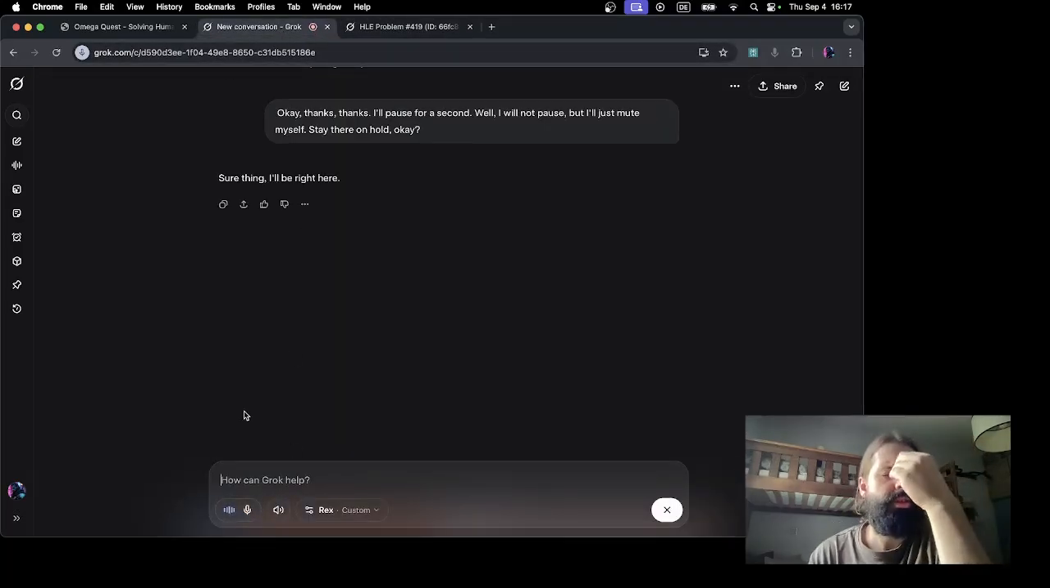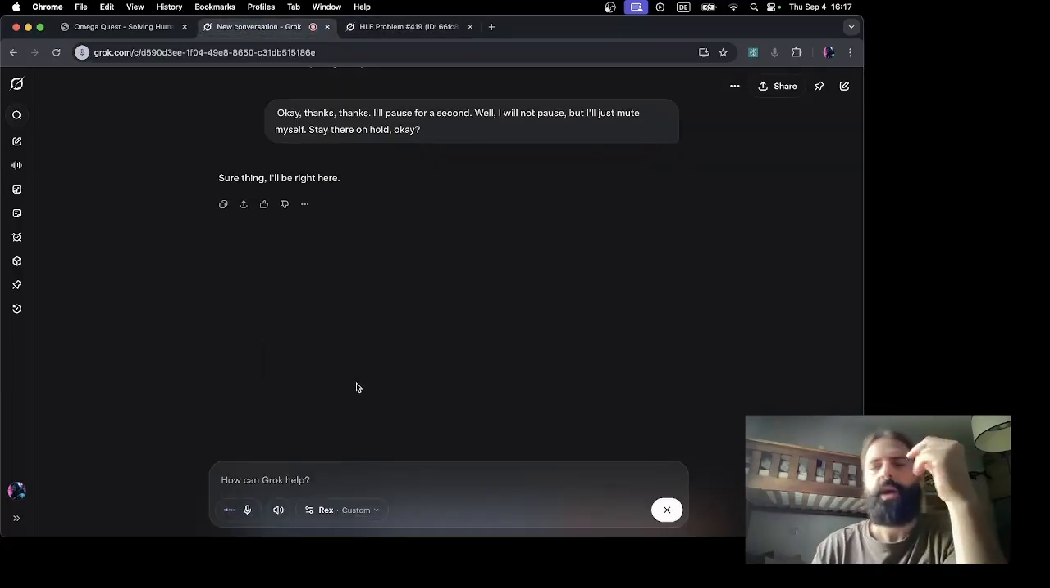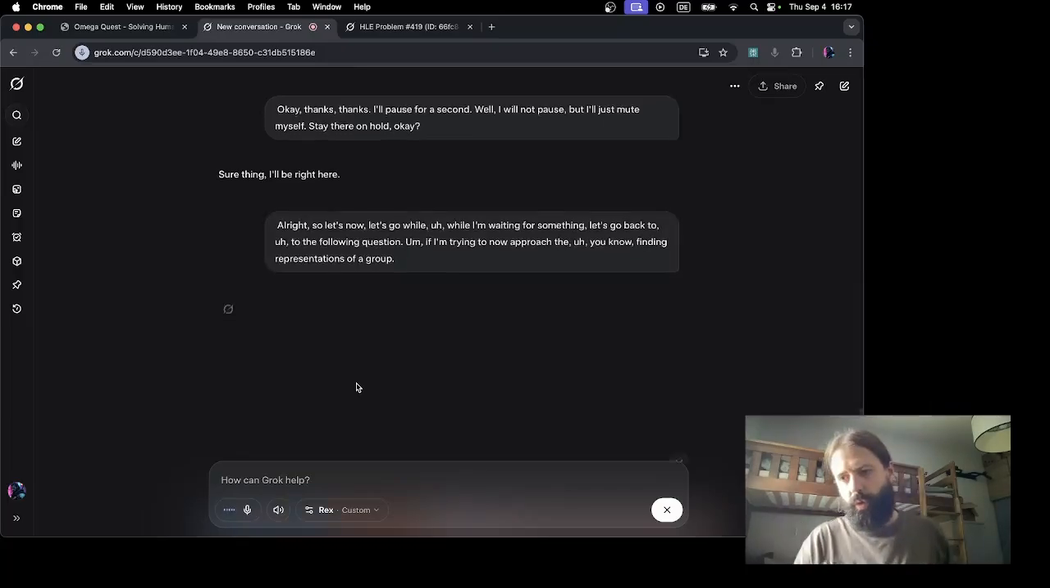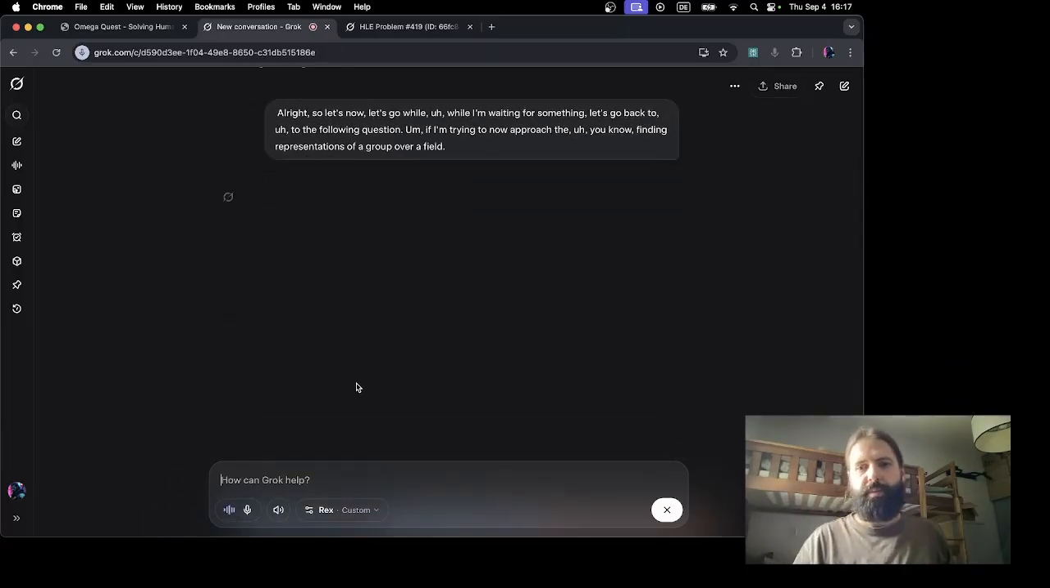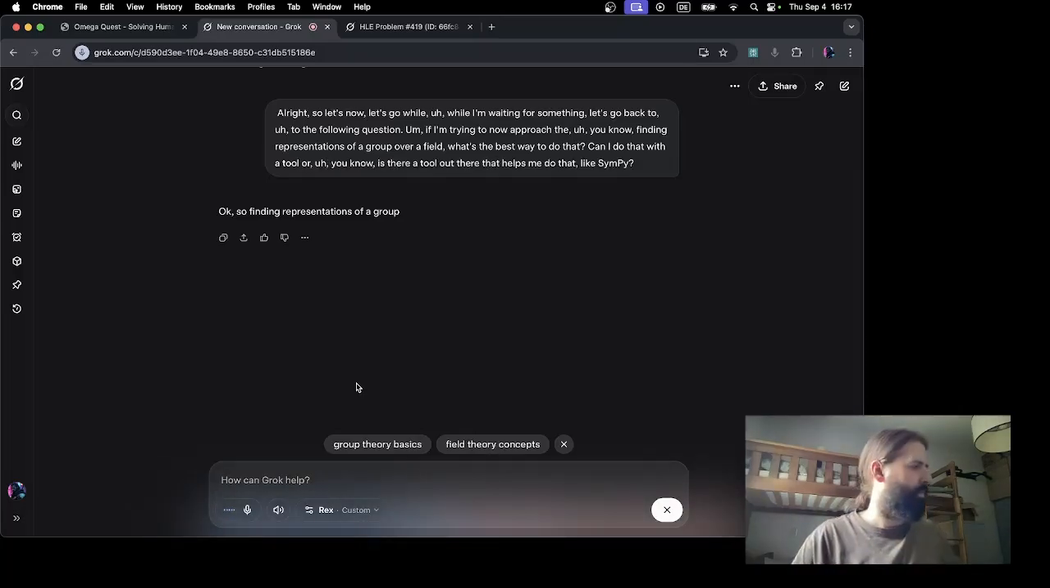All right, while I'm waiting for something, let's go back to the following question. If I'm trying to approach finding representations of a group over a field, what's the best way to do that? Can I do that with a tool, or is there a tool out there that helps me do that, like SymPy? SymPy is not really built for full group representation theory, but you can use it for smaller groups to compute character tables or basic rep stuff. For serious work, try GAP or SageMath. They're powerhouse tools. Want tips on using one of them?